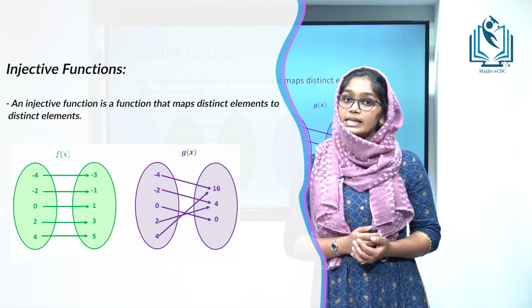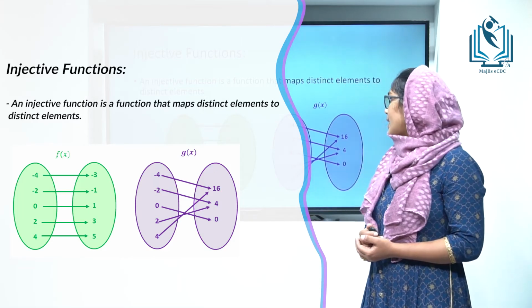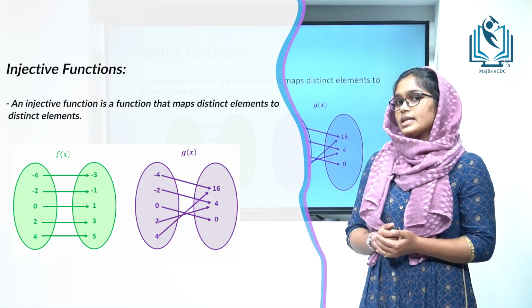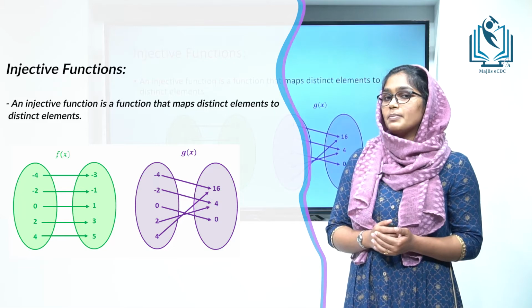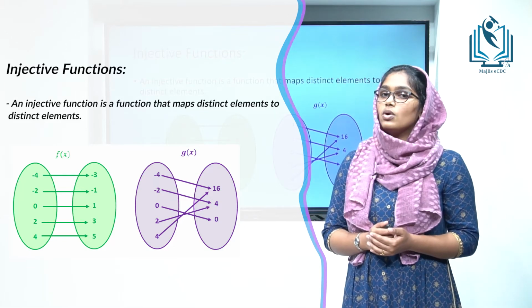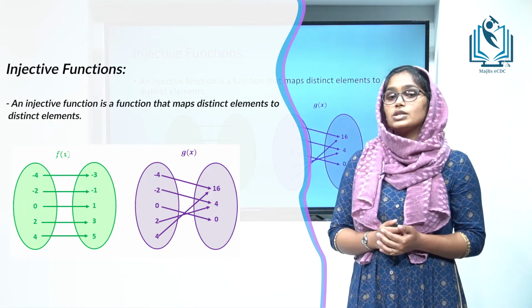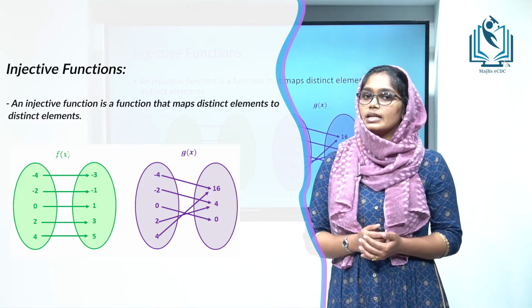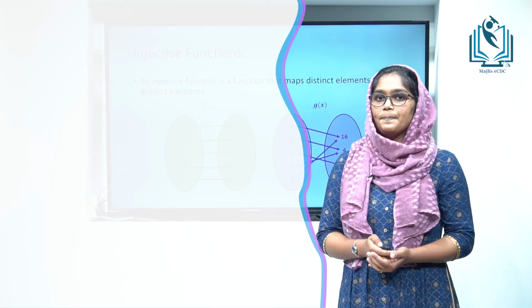Now consider the second example. Here -4 maps to 16, also 4 maps to 16. So distinct elements map to the same element. So the second example is not an injective function. The first example is an injective function, the second is not an injective function.